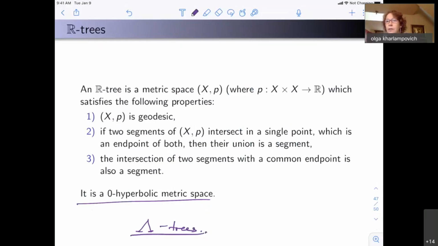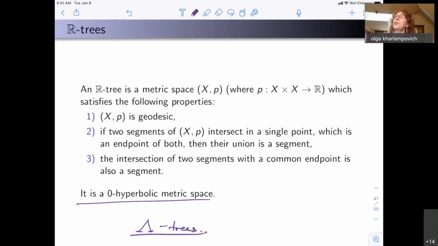Also, why are R-trees good and interesting? Because they occur as limits of actions of groups on normal simplicial trees. That's their main source. Again, I'll give definitions next time. But what we often have is, for example, a group acting on a sequence of trees. So there is an infinite sequence of actions.